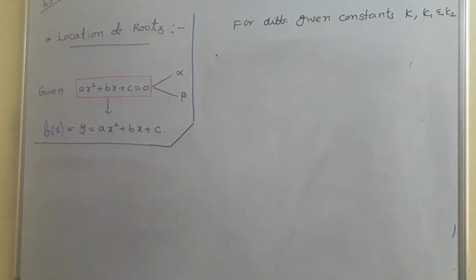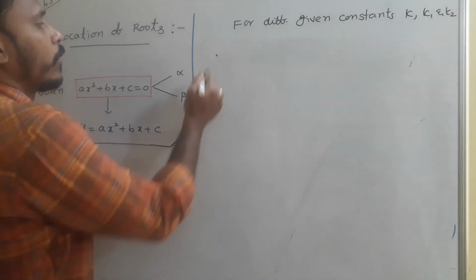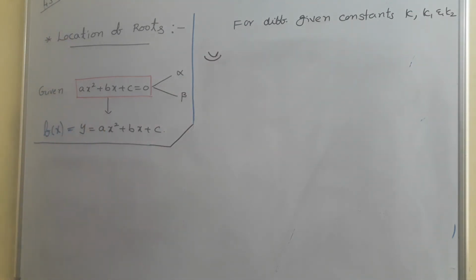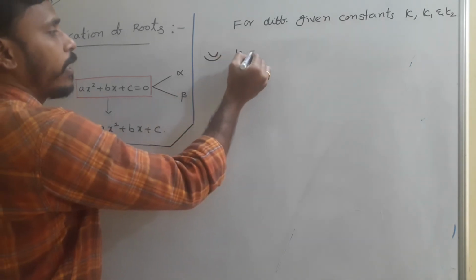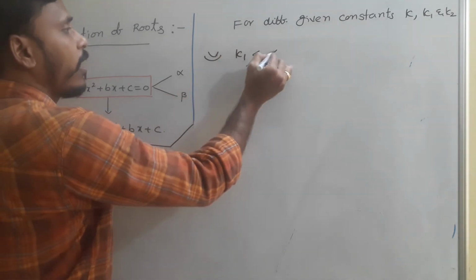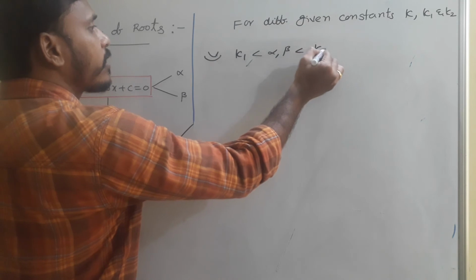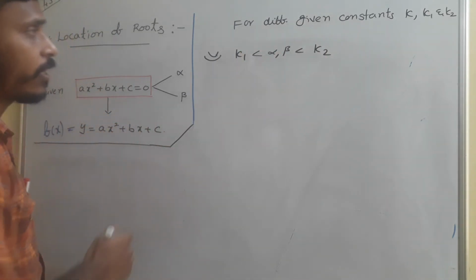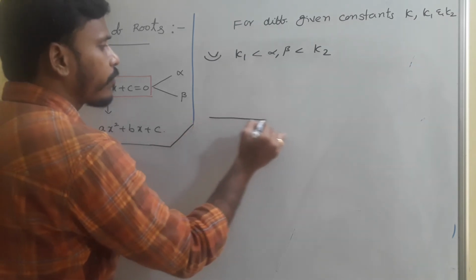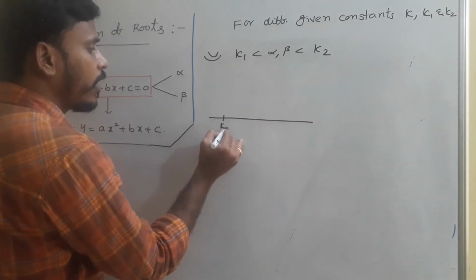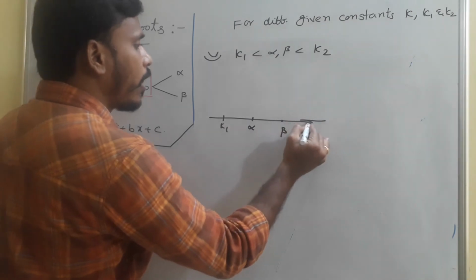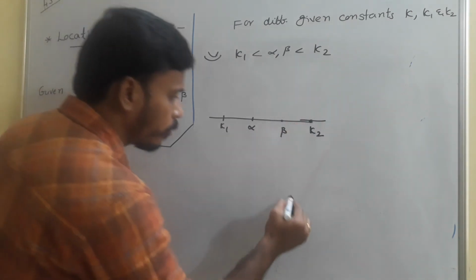Fifth one is what? The previous case, K1, K2 are in between alpha and beta. Here K1 is less than alpha, beta is less than K2. So alpha, beta are the numbers in between K1 and K2. Again, what are the possible graphs? In the first case, here it is K1, here it is alpha, here it is beta, and somewhere I have K2. That's the first possibility.